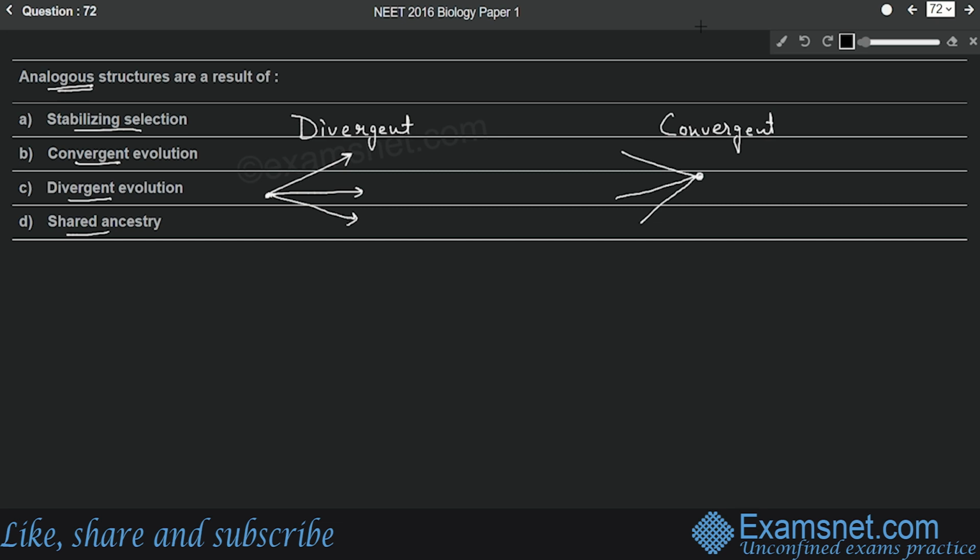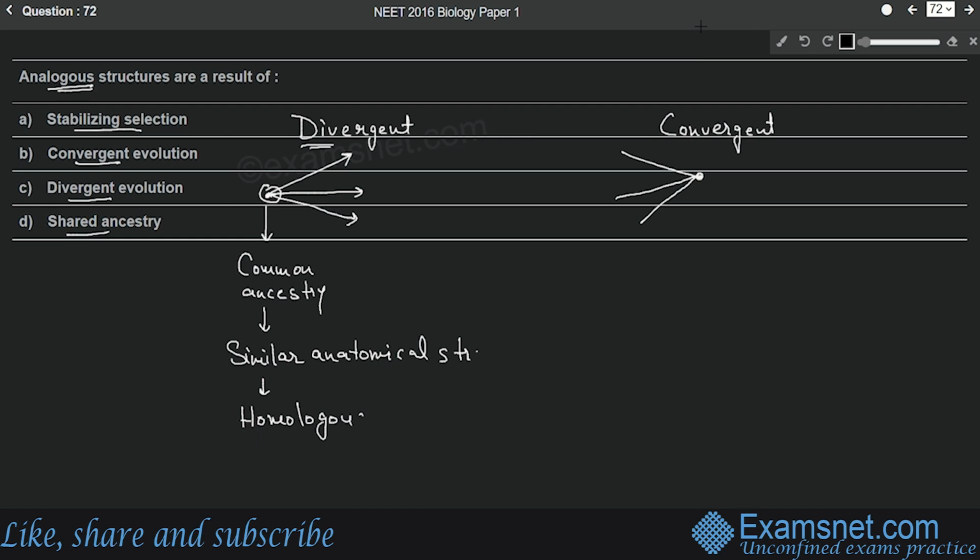Now, what do these points indicate? In case of divergent, the starting common point indicates a common ancestry. It means they have a common origin, right? So they will have similar anatomical structure. The organisms which have common ancestry will have similar anatomical structures. And such structures are known as homologous structures. Whereas if we talk about the convergent evolution, then they are coming from different points.